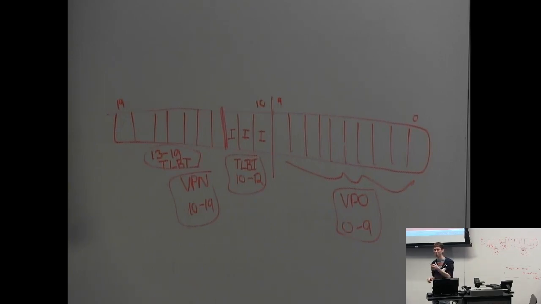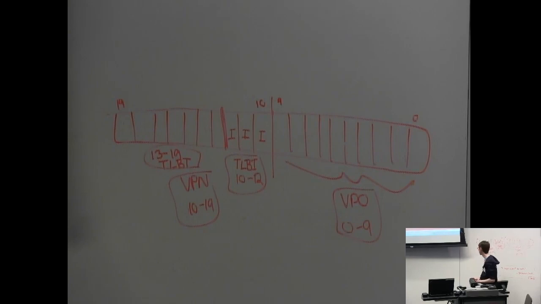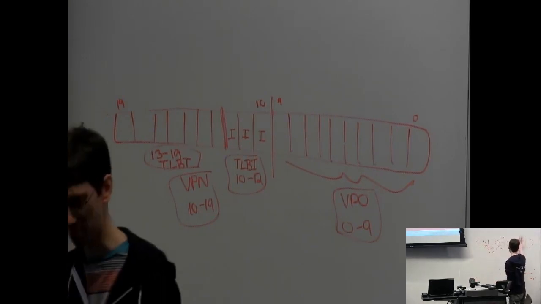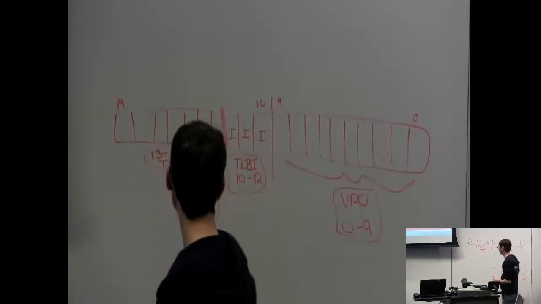Did I hear it? I think I might have heard it. They're the same, yeah. We always make them the exact same size. That makes things really easy because to translate the offset, we just copy it down. We don't have to do anything to it.